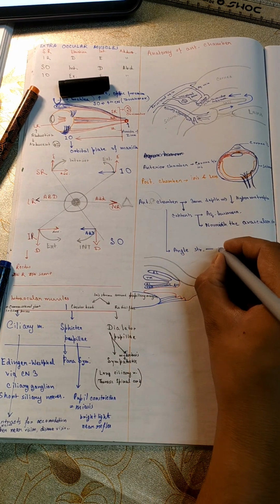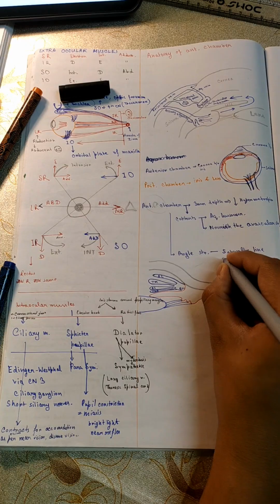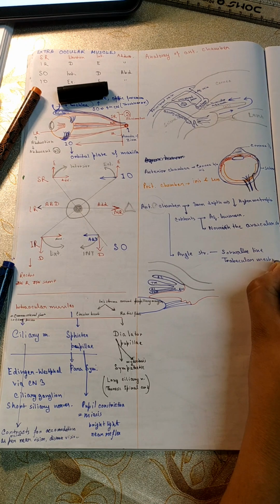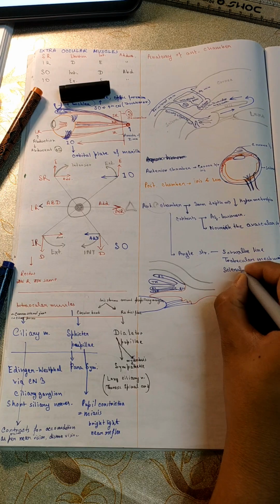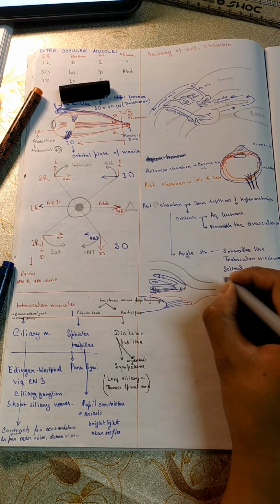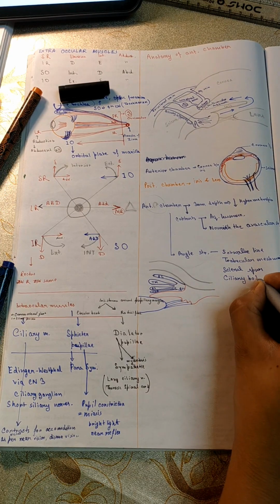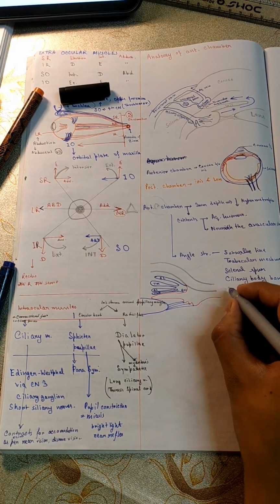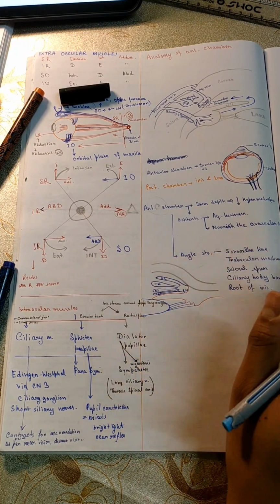Okay, so the structures are Schwalbe's line, trabecular meshwork, sclera, then scleral spur, and under this we have ciliary body band, and at last root of iris.